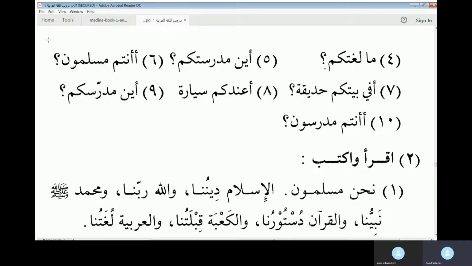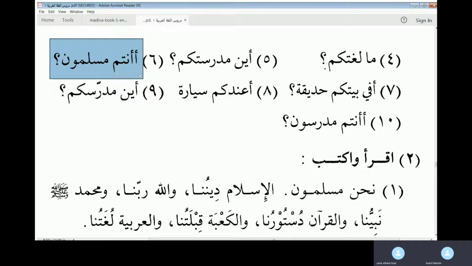Okay, let's read the next one. Antum Muslimuna. Are you all Muslims? It should be antunna, right? At the moment, consider that you are male also, because we have not learned the female form so far. So consider you are male.